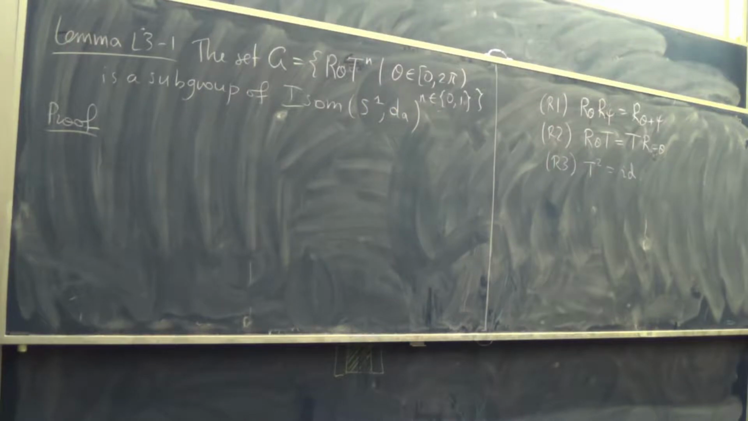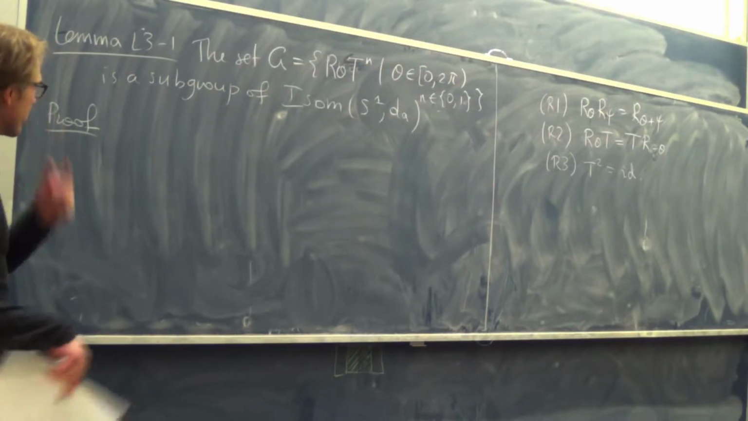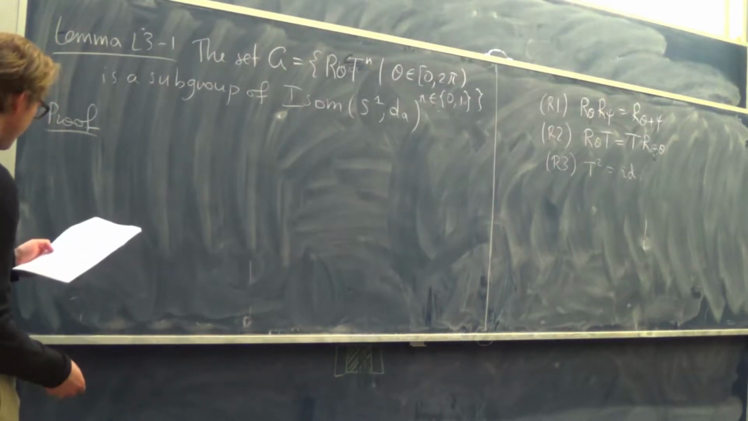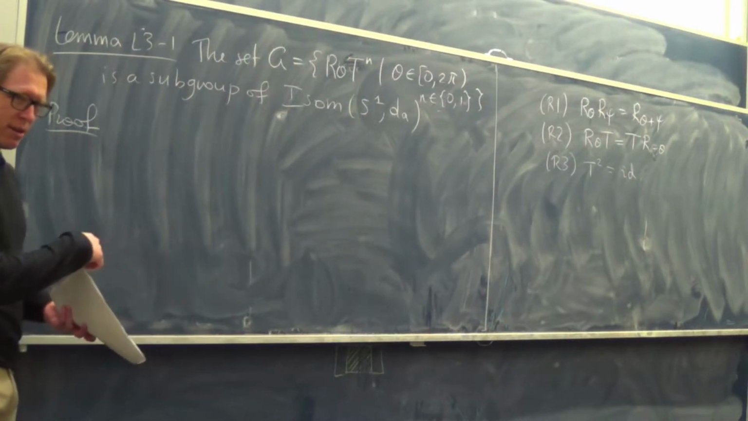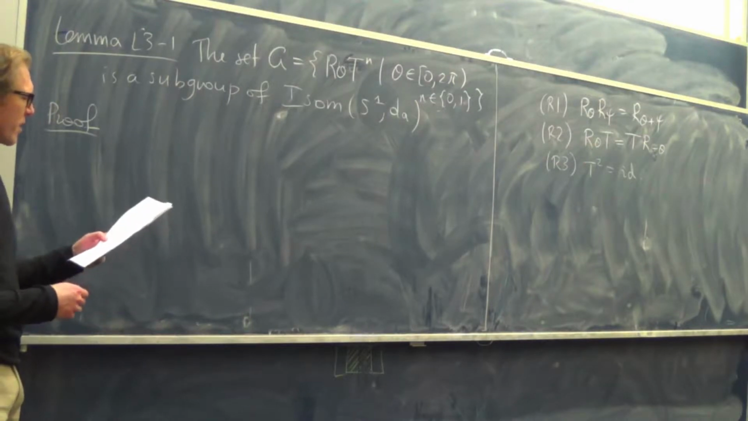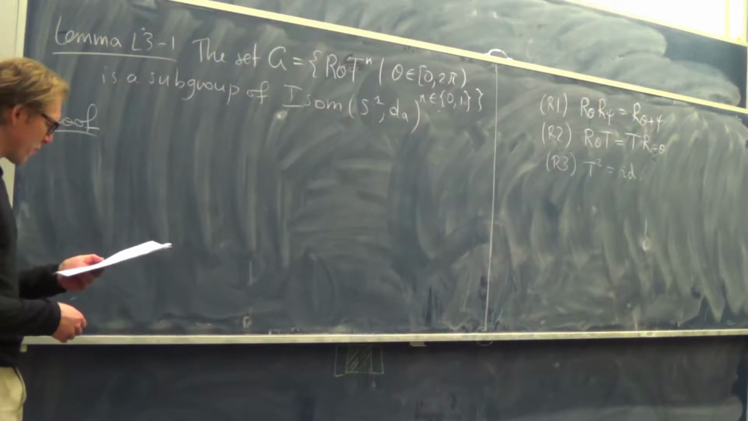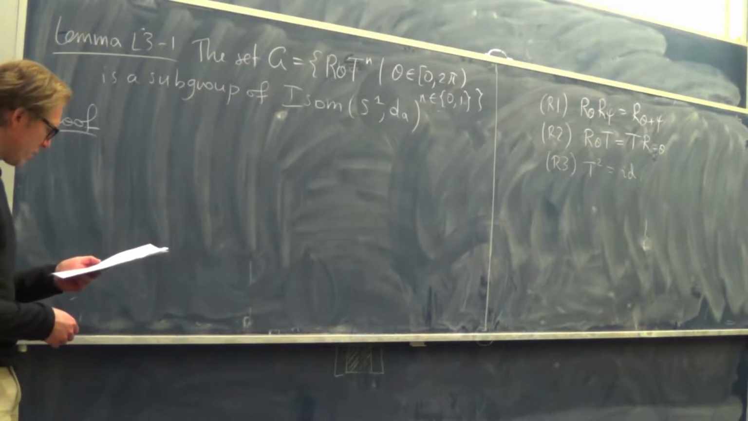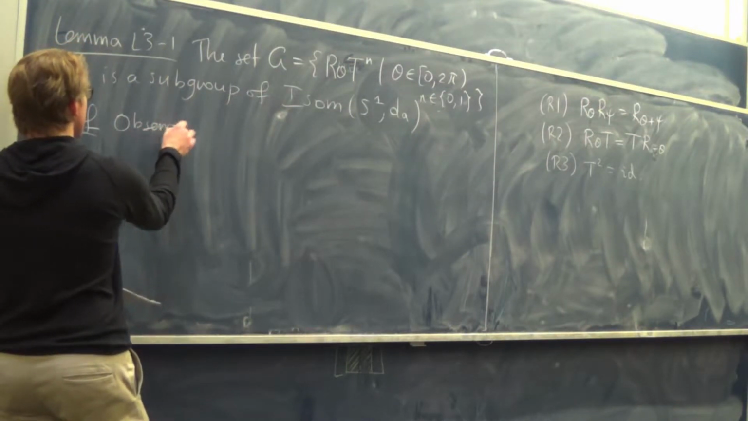Okay, so to check something's a subgroup, we have to check that it contains the identity. Well, n equals 0 and theta equals 0 does that. We need to check it's closed under multiplication, and we need to check that it has inverses for all its elements. So it's closed under composition by the exercise that I stated last time. That's exercise L33, we should do that. So let's just do the fact that it has inverses.